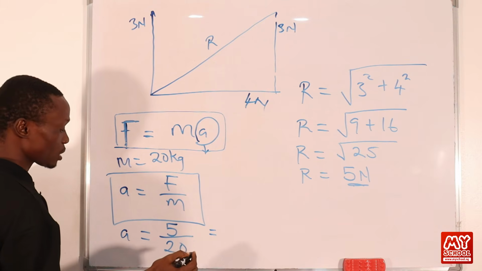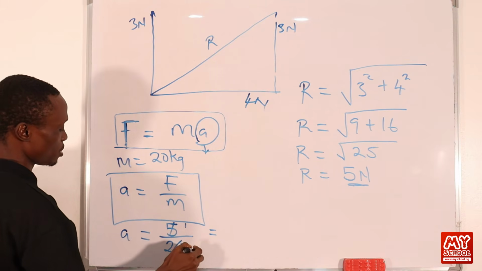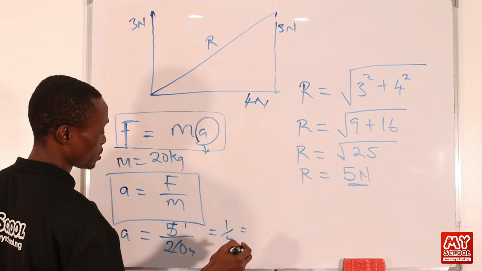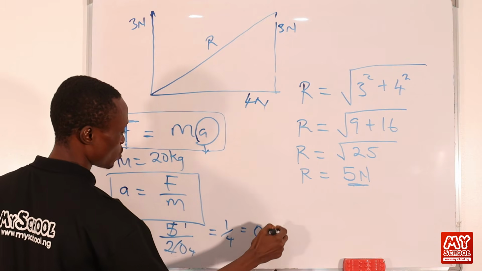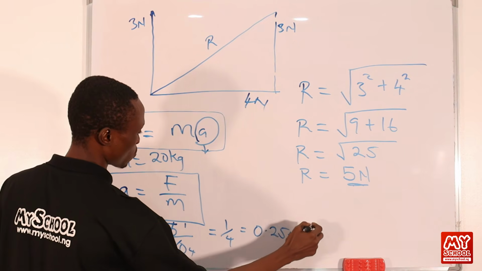So in that case, we divide. 5 into 5 is 1, 5 into 20 is 4, so we have 1 over 4. And 1 over 4 is the same thing as 0.25, so 0.25 meter per second squared acceleration.